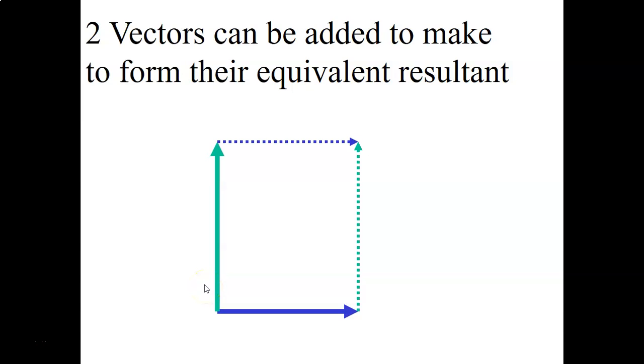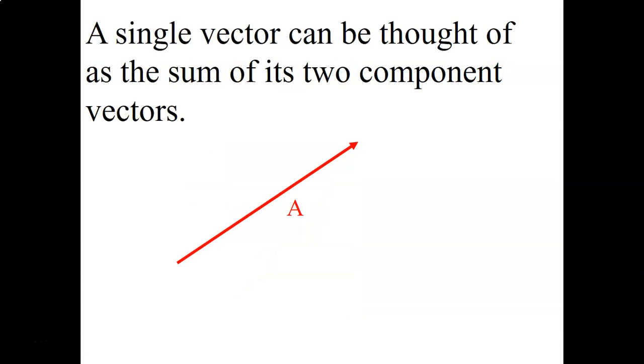Okay, so what we did the other day was we took two vectors and we added them together by putting them tip to tail and finding the diagonal from start to finish, which we called the resultant. So we added two vectors and came up with the resultant. We can do the reverse. We can take the diagonal and we can break it up into two components.